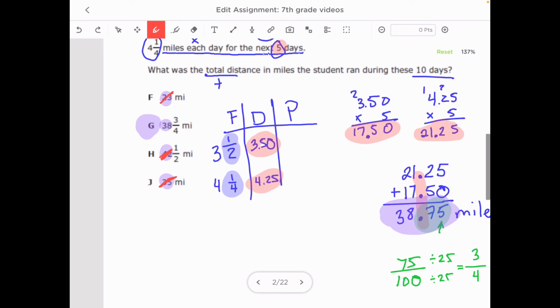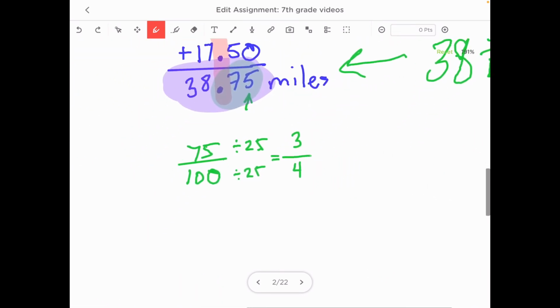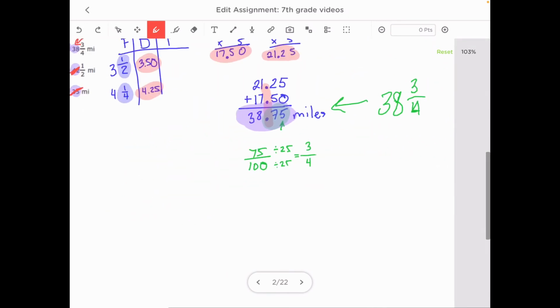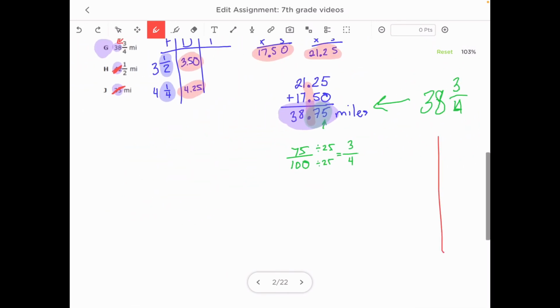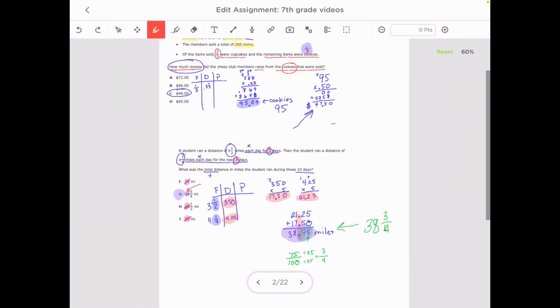Now, if you had other answer choices that had like 38 and 1/2 or 38 and 2/5, like other answer choices that had 38 right here in the front as a whole number, then yes, you would have to definitely go this route, and convert your decimal back into a fraction. But we can go ahead and just, like I said, use the process of elimination to find out that our answer was G.